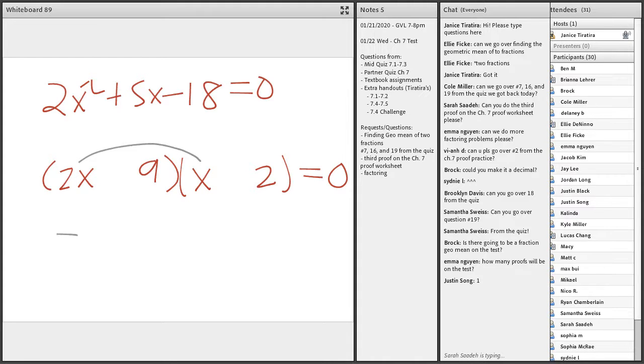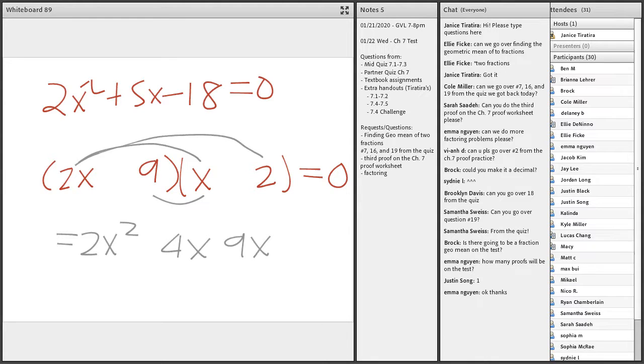If I do this as my first term, that's 2x squared. This is my last term, 4x. This is my inner, 9x. And my last was 18. Now I just have to figure out which one's negative.